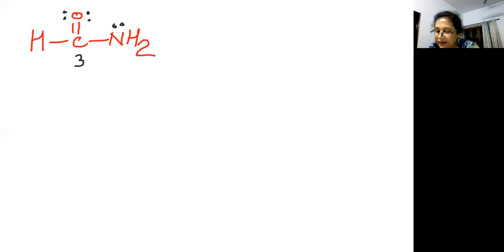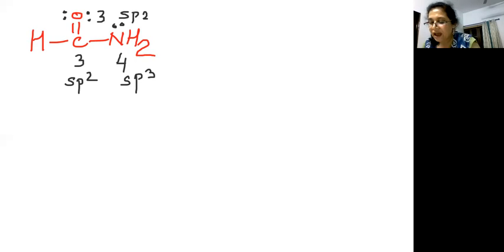Now let me calculate the steric number. For nitrogen, the steric number will be 3 sigma bonds plus 1 lone pair of electrons. Steric number will be 4. For oxygen, the steric number will be 1 sigma bond plus 2 lone pairs of electrons. That means the steric number is 3. Fine. So where it is 3, it has to be sp2 hybridized. Where it is 4, it has to be sp3 hybridized. Here it is sp2 hybridized. So now we have the hybridizations of formamide in place, and we can now proceed to make the hybridized structure.